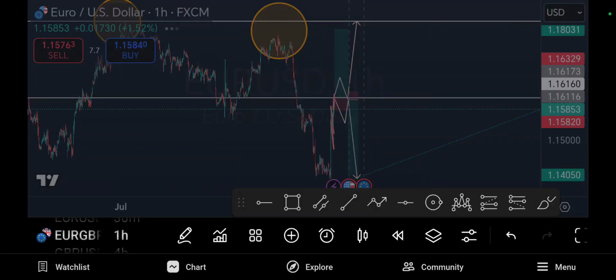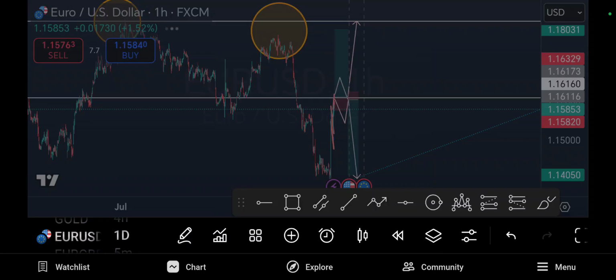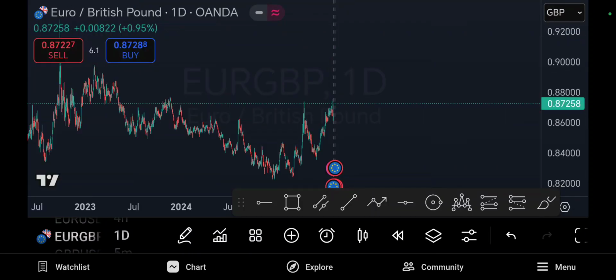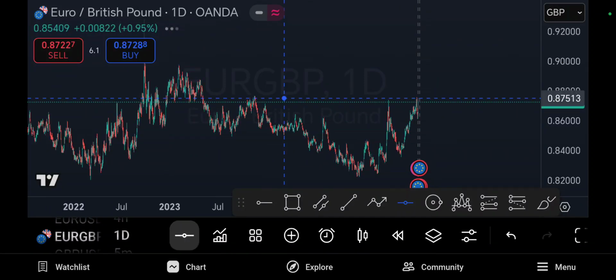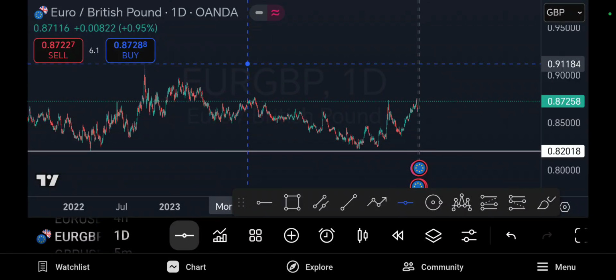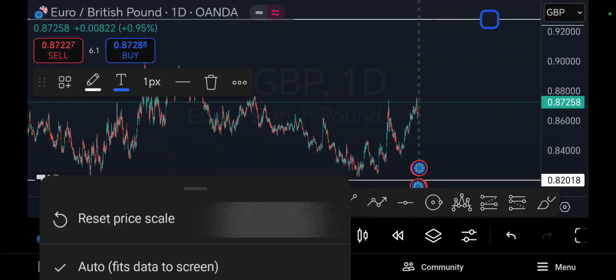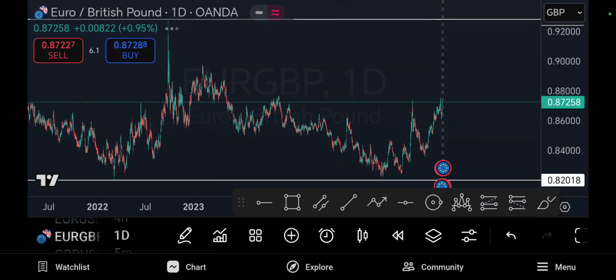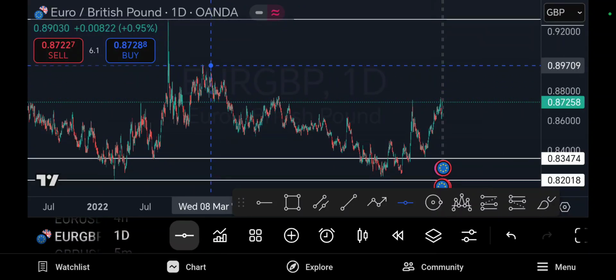That's Euro USD, Euro GBP. Same. Go to the daily time frame, the highest time frame of your choosing. You can choose what time frame works best for you. For me, the daily works best. And as I've said, it will depend on the currency pair as well, on what it respects most.